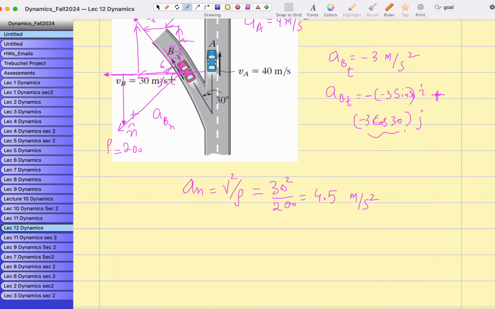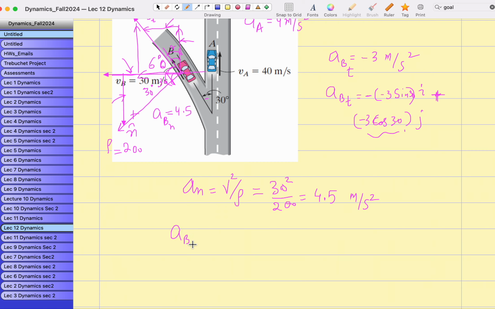Because this angle is between normal and tangential, this is 90 degrees, correct? And if this portion is 60 degrees, 90 minus 60 is 30 degrees. So can you resolve this vector, which is now 4.5, into i-th and j-th components? So it's becoming messy here.